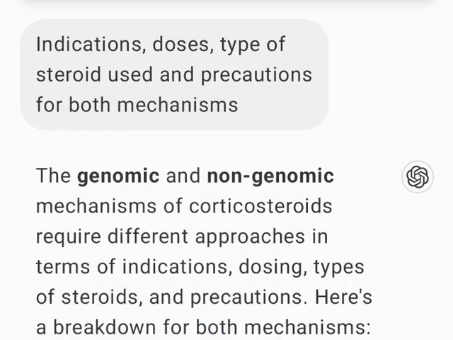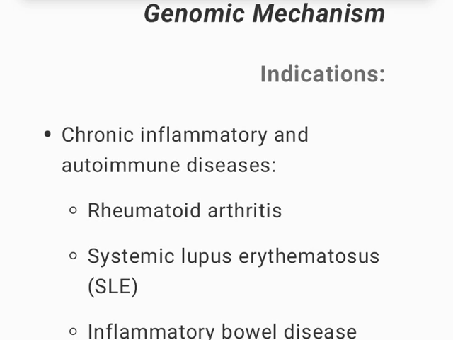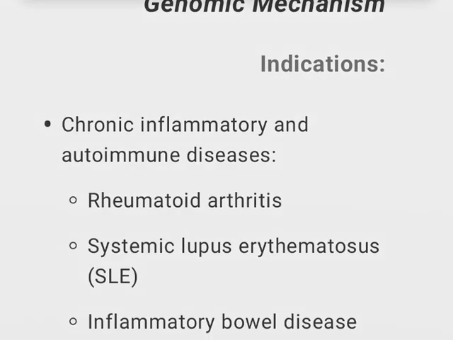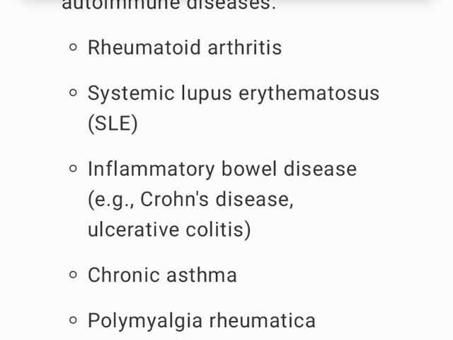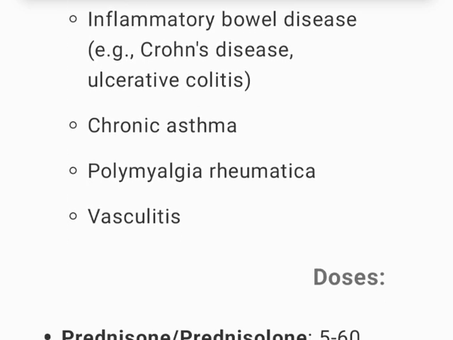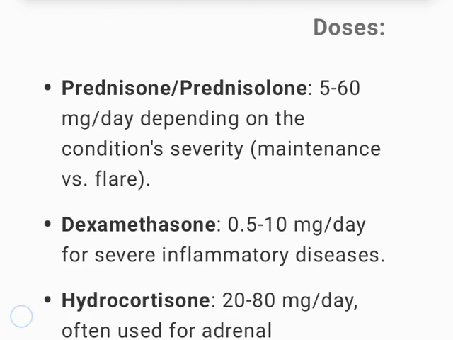The genomic and non-genomic mechanisms of corticosteroids require different approaches in terms of indications, dosing, types of steroids, and precautions. Here's a breakdown for both mechanisms. Genomic mechanism. Indications: chronic inflammatory and autoimmune diseases, rheumatoid arthritis, systemic lupus erythematosus, SLE, inflammatory bowel disease, e.g. Crohn's disease, ulcerative colitis, chronic asthma, polymyalgia rheumatica, vasculitis.